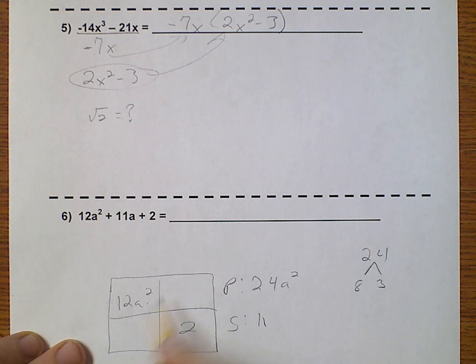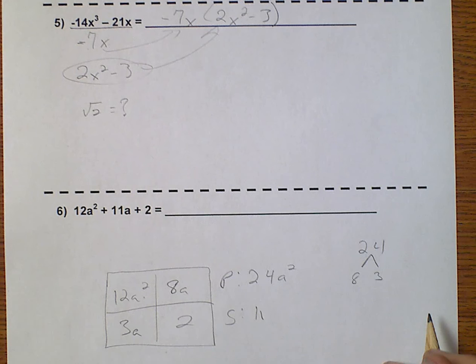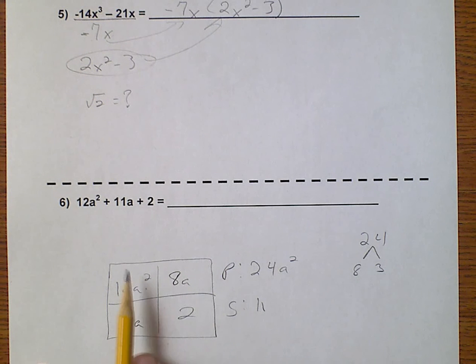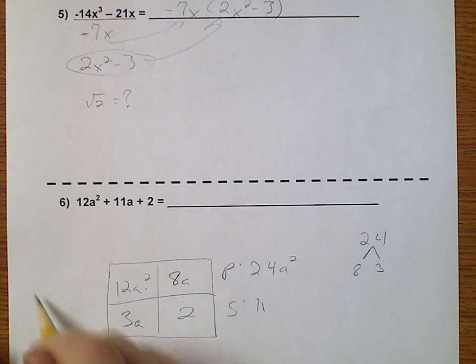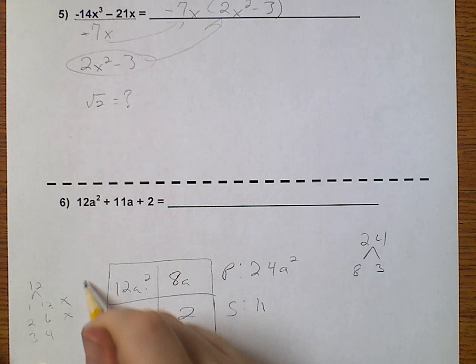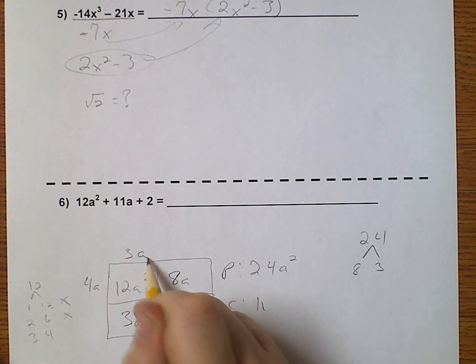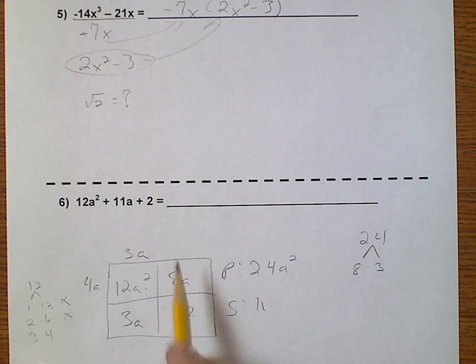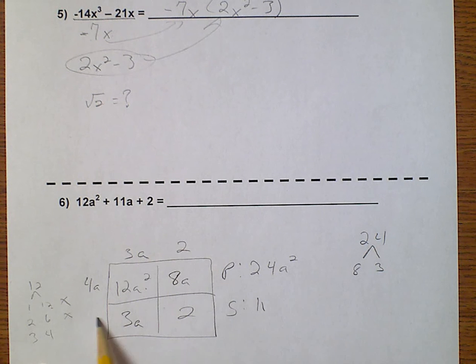Everything is positive, so this is just 8a and 3a. And now I've got to figure out, well, how in the world can I get the 12? Well, 12 is 1 and 12, 2 and 6, and 3 and 4. Well, 12 will neither get me 8 nor 3. 6 will give me neither 8 nor 3. But 4 can give me 8 and 3 can give me 3. So this must be 4a and 3a. Well, 4a times 2 is 8a, and 3a times 1 is 3a, and 1 times 2 is 2.